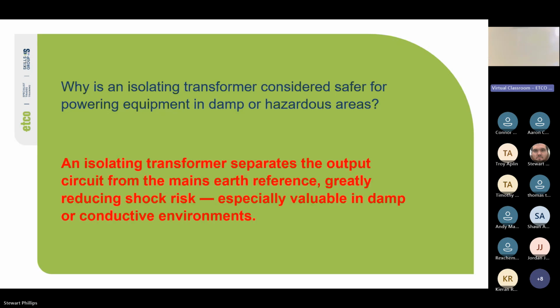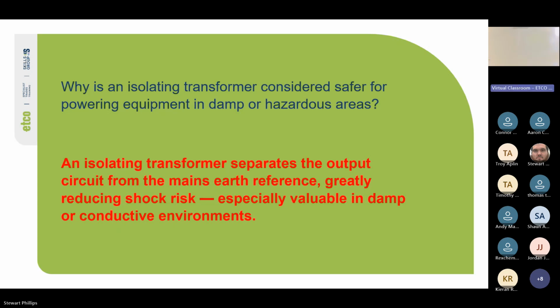Cool. So the isolating transformer separates the output circuit from the main earth reference, greatly reducing shock risk, especially valuable in damp or conductive environments, which is why a lot of the time we also use SELV, separated extra low voltage, to power devices in damp situations, particularly in zones 1, 2, or even sometimes zone 0 for things like spa or pool lighting, because sometimes that's a requirement, especially if the pool is going to be used after hours.